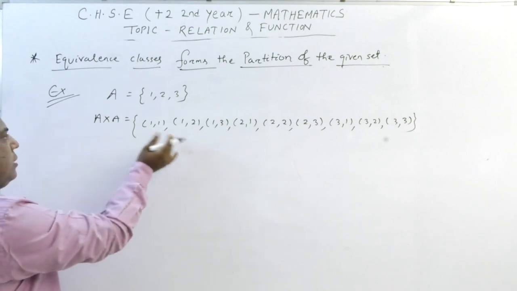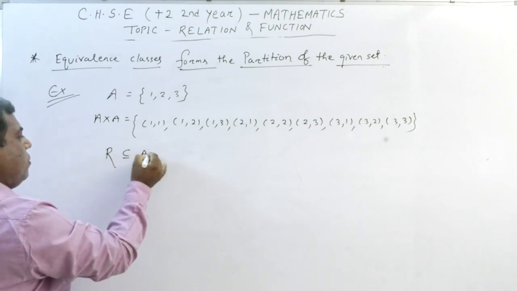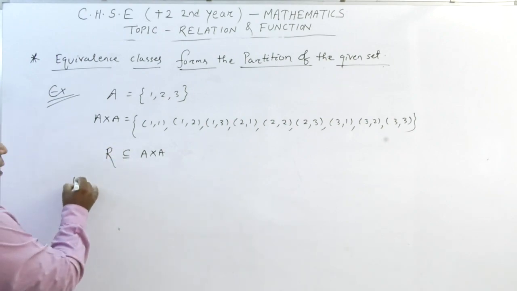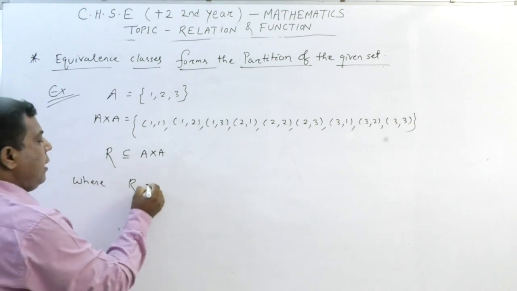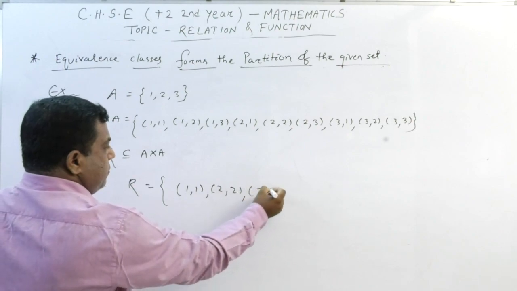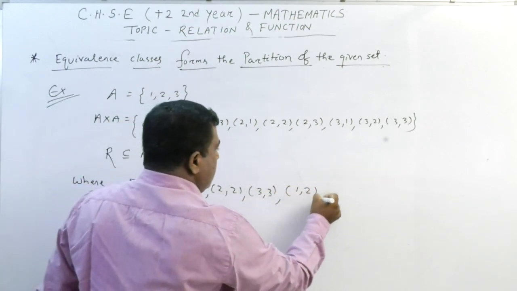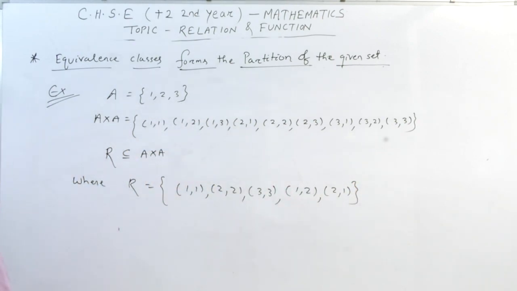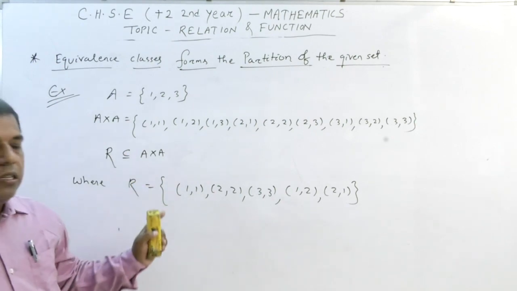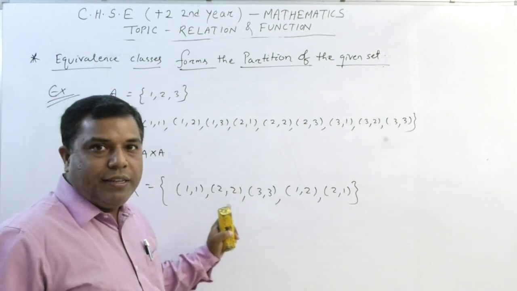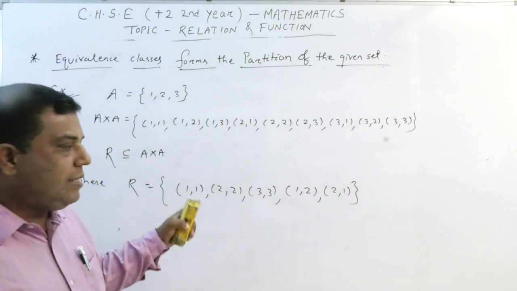Suppose we take an equivalence relation R on A, that is from A cross A, where R equals, suppose I am taking R equal to this one. Those ordered pairs are present in R. Clear? Now you see, it is an equivalence relation, and here it is an equivalence relation. Honestly, believe me. Very good, very good. It is an equivalence relation.